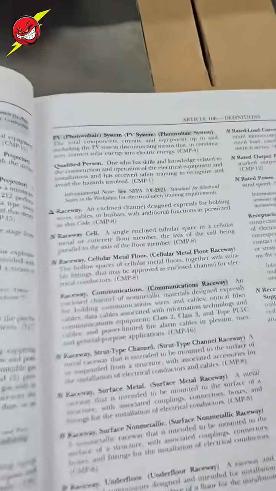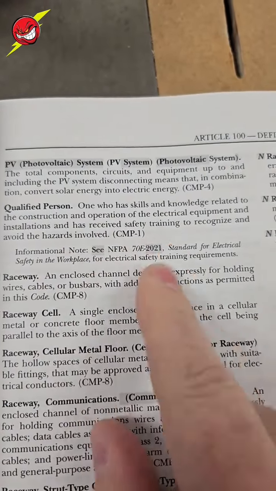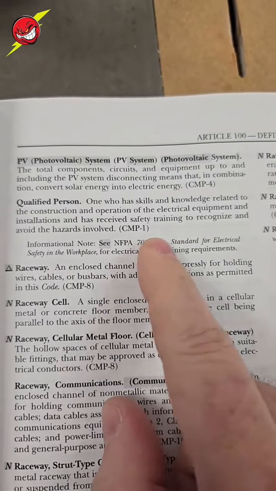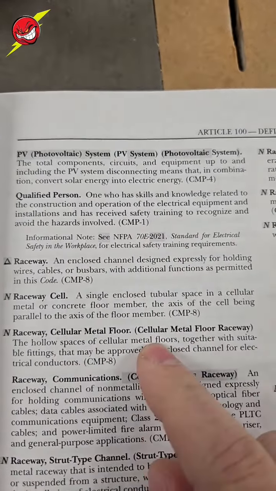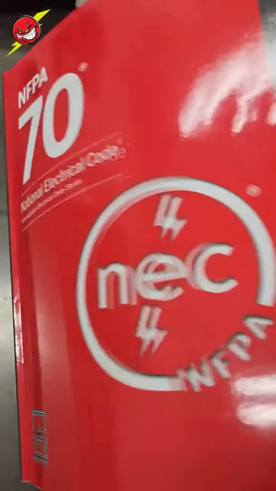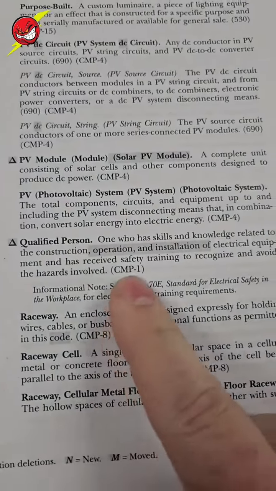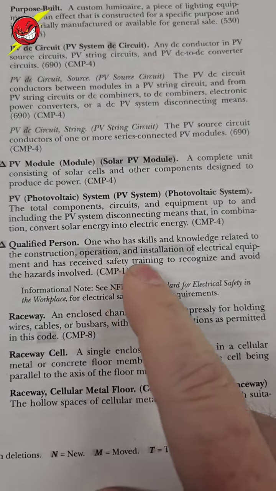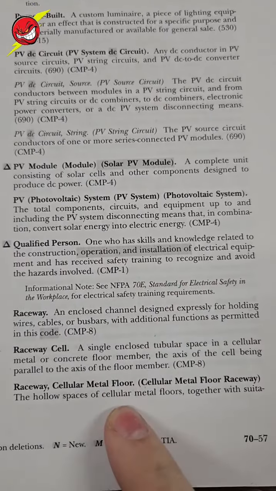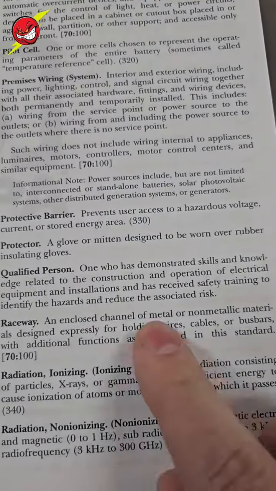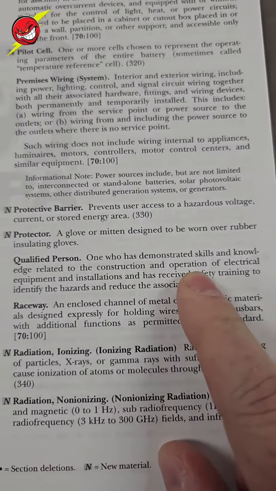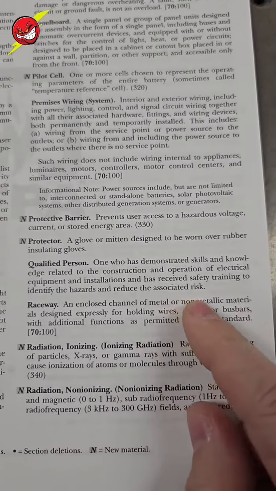So in the 23 NEC, a qualified person is one who has skills and knowledge related to the construction and operation of the electrical equipment. You can read that whole thing. Then in the 26 NEC, they tweaked it just a little bit and added operation and installation of electrical equipment. In NFPA 70E, the definition for qualified person is someone who has demonstrated the skills and knowledge related to the construction and operation of electrical equipment.